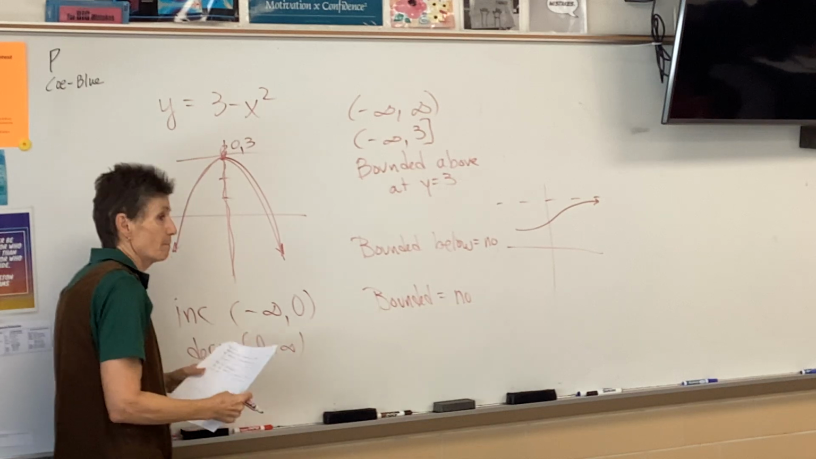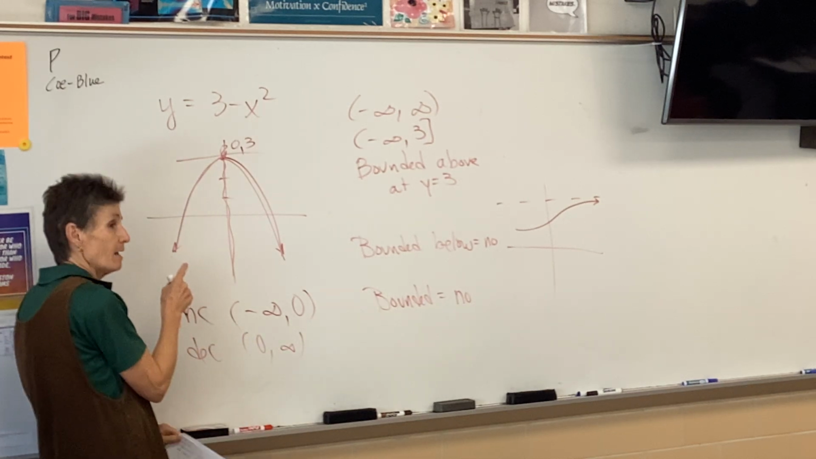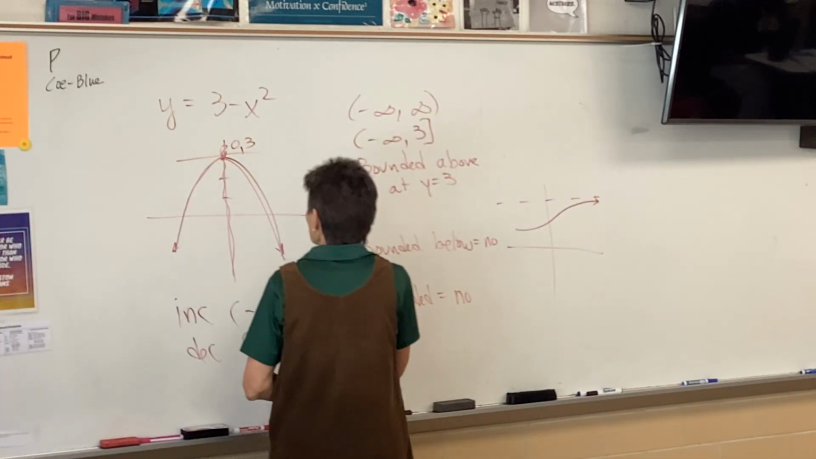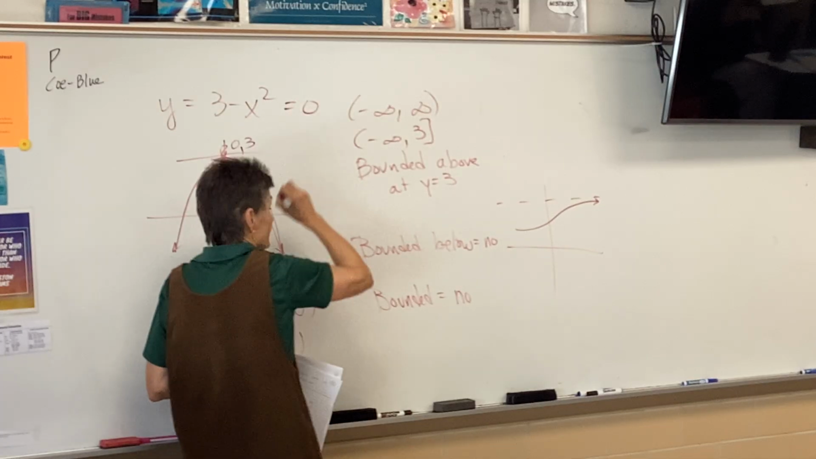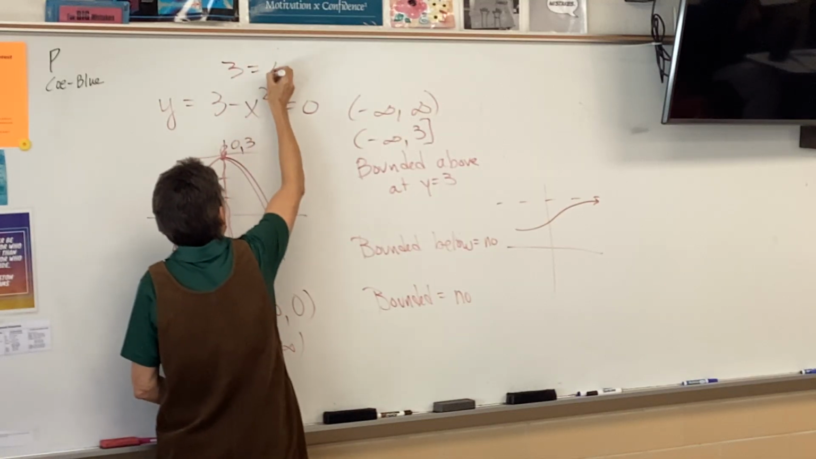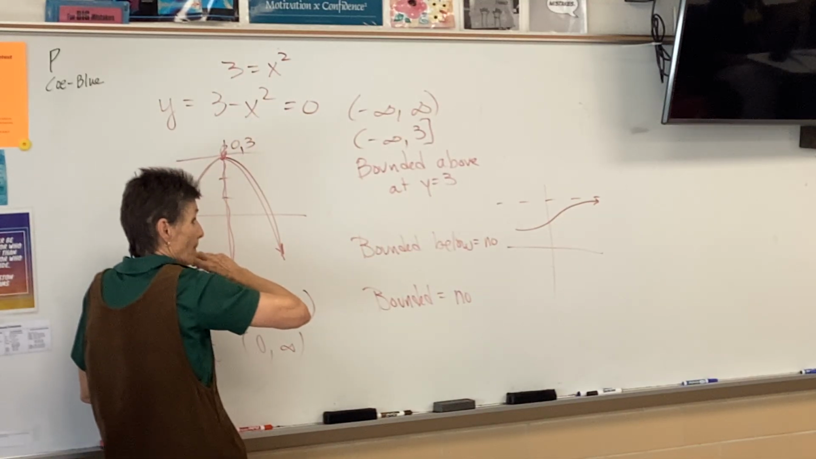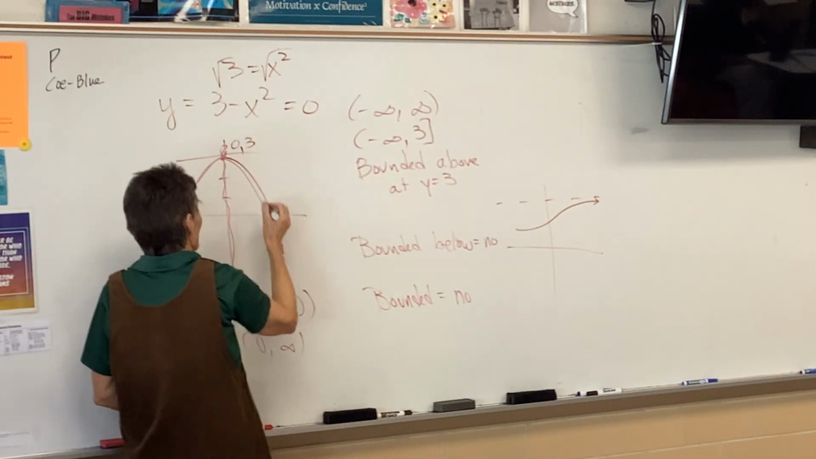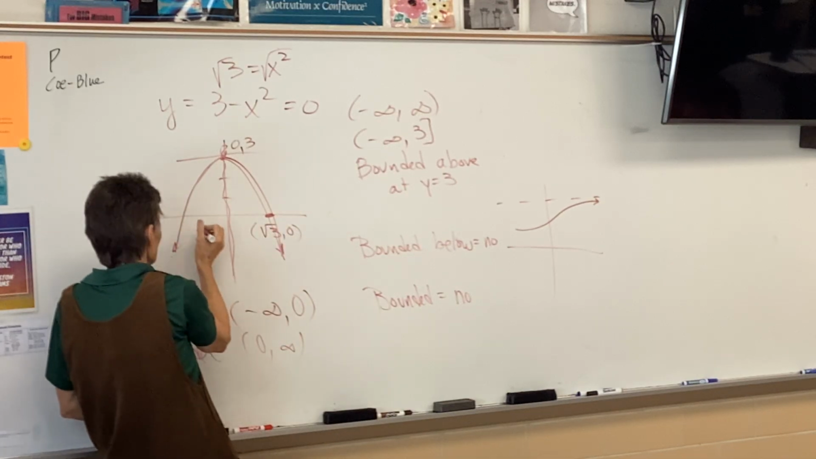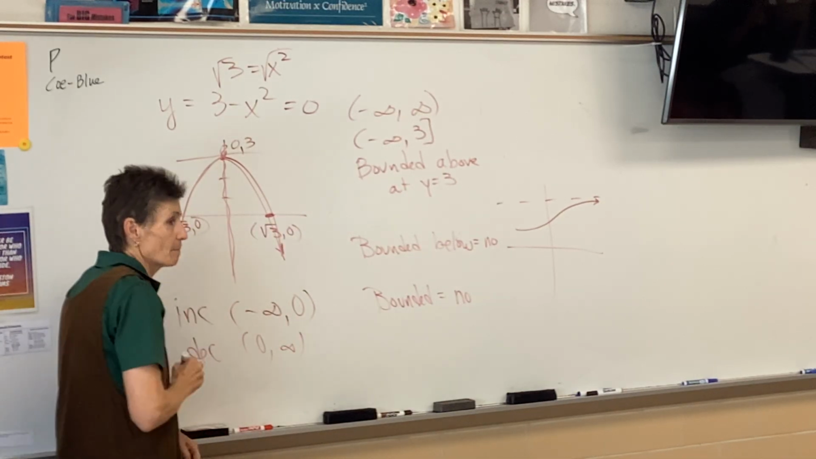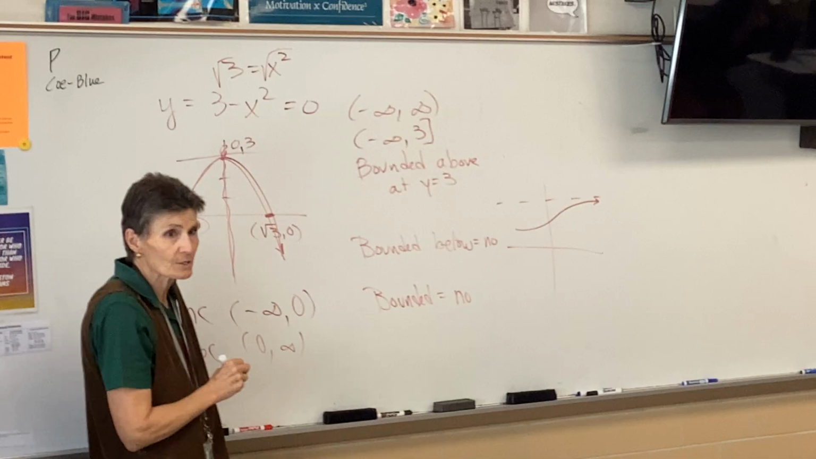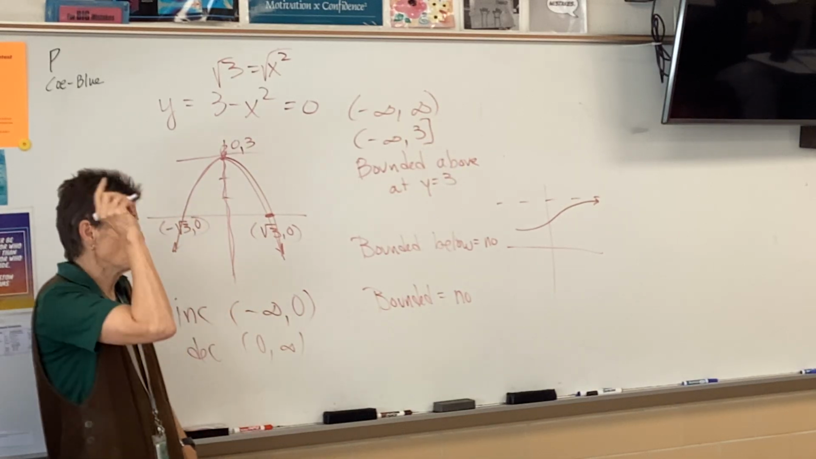And how about zeros? I can't tell from here. So what I'm going to do is take my equation and set it equal to 0. So 3 equals x squared. And where are the zeros? Root 3 comma 0 and negative root 3 comma 0. How do you find zeros? You set your equation equal to 0 and solve it.